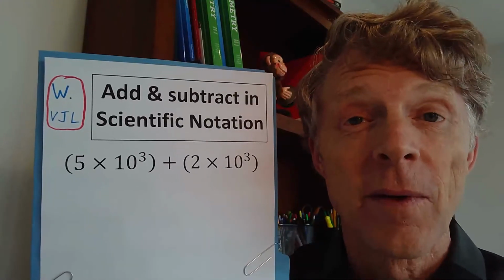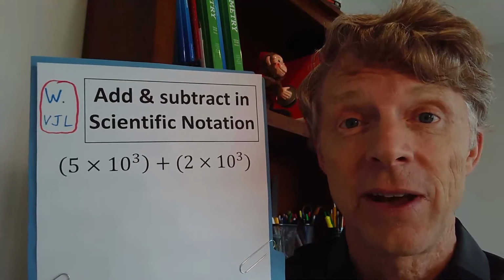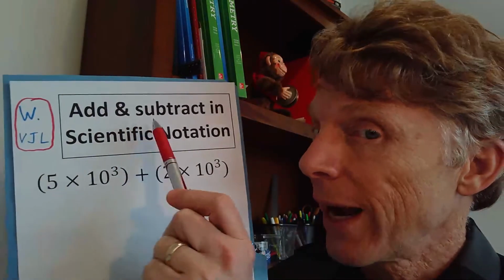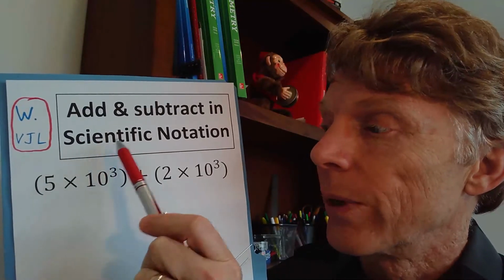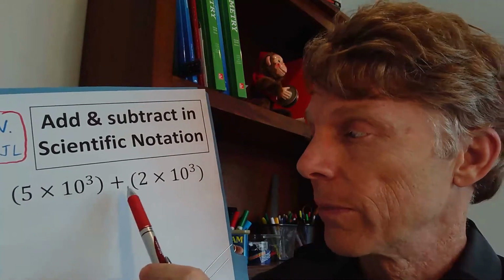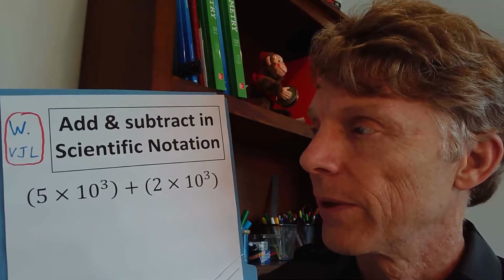Hey everyone! Today we're going to move into the next topic in scientific notation. In particular, now we're going to start adding and subtracting these numbers when they're in scientific notation. So we're going to have things like this, 5 times 10 to the third plus 2 times 10 to the third, and we're going to do some subtracting and a little more complicated ones.